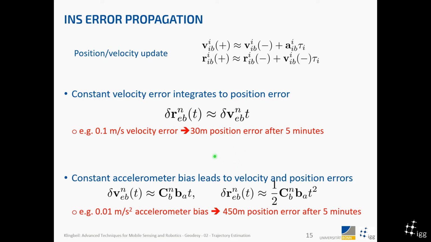And the other thing that we have is a constant accelerometer bias, which leads to velocity and position errors. If the accelerometer has a constant error, then the velocity error grows linearly with time, and then the position goes with t squared, right? So this grows quadratically over time. This is even worse. For example, a 0.01 meters per square second accelerometer bias gives you 450 meters position error after 5 minutes. And this is, of course, a lot.